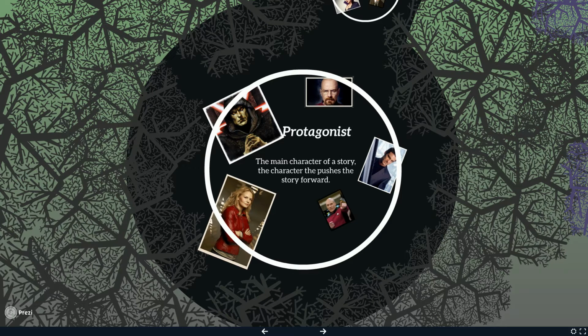We've got Jared from The Pretender. I forget his name. Picard there from Star Trek The Next Generation. And Emma Swan from Once Upon a Time. Darth Bane and Walter White.